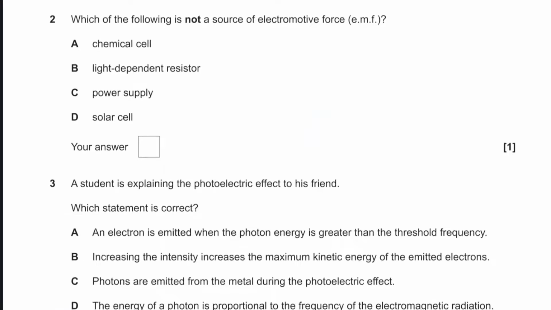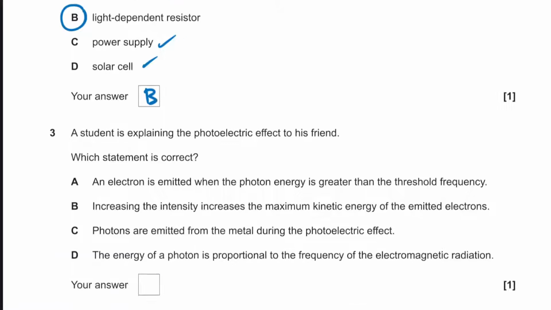2, which of these is not a source of EMF? Chemical cell. It is, so that's not our right answer. Light-dependent resistor. Oh, well, yes, that's true, isn't it? Because it's just a resistor. That has to be our answer. Let's check power supply. Yeah. Solar cell. Yeah. So they can't be right either. So an LDR is not the same as a solar cell. Similar, but not the same.